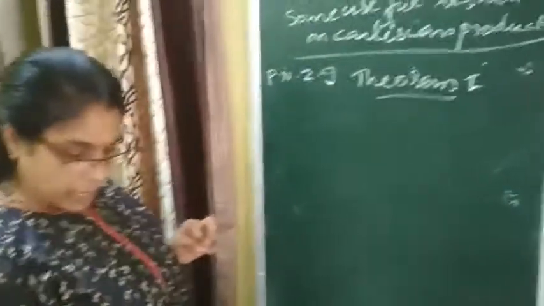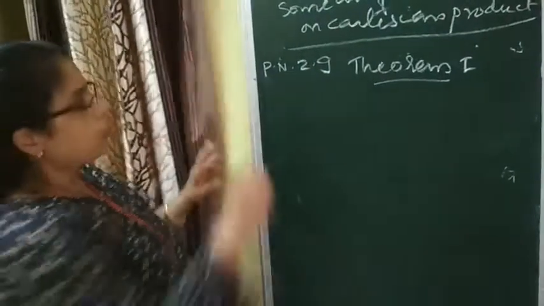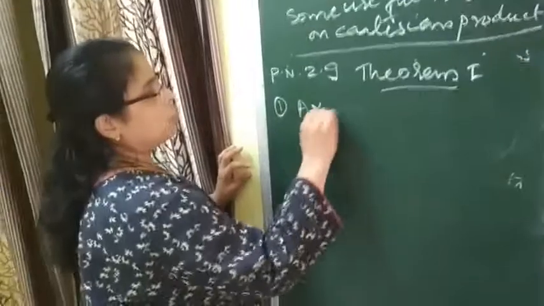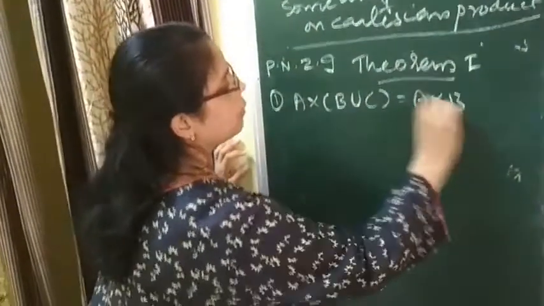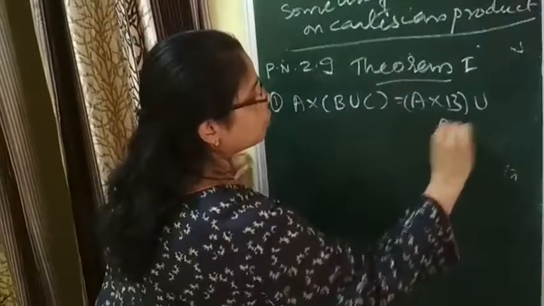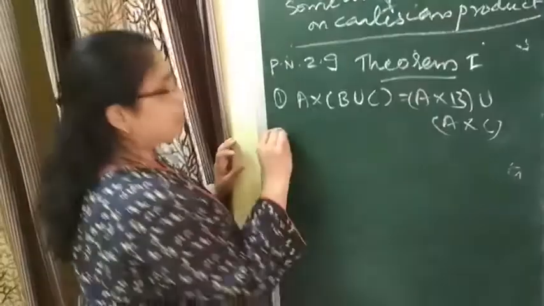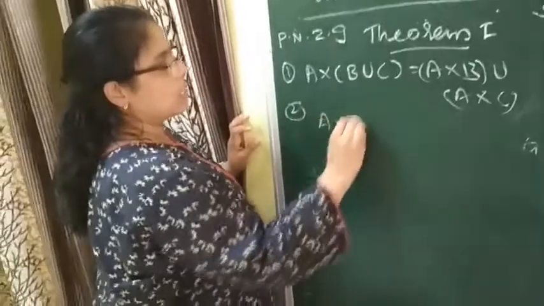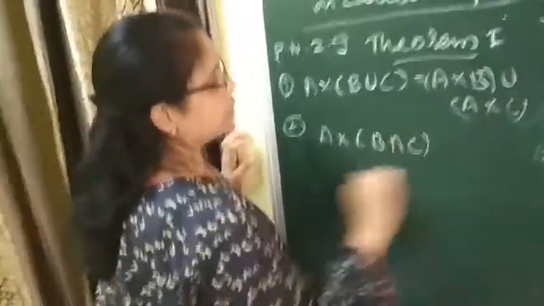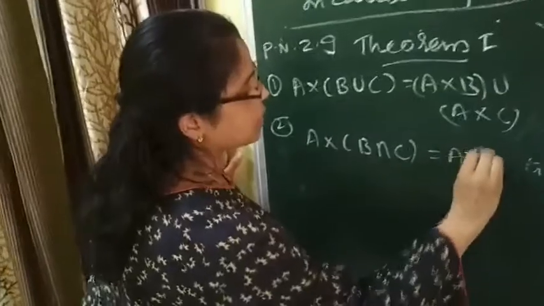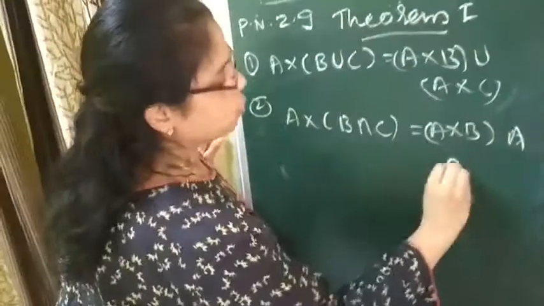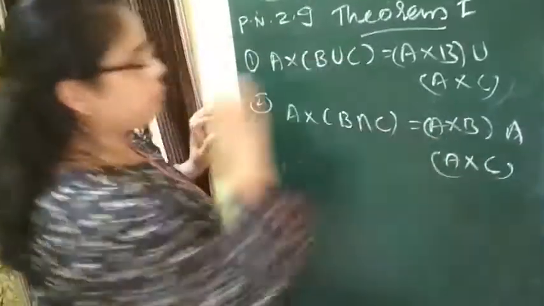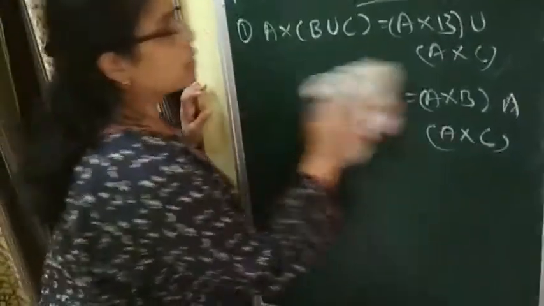If A, B and C are three sets, prove that first part: A into B union C is equal to A into B union A into C. And second part: A into B intersection C is equal to A into B intersection A into C. Just as the opposite of union is intersection. I will do the first part. The second part you can do by yourself.